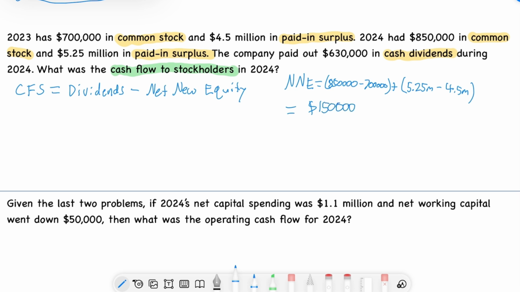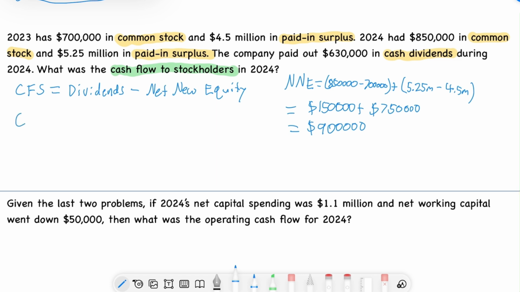150,000 plus 5.25 million minus 4.5 million is, what is that? $750,000. $150,000 plus $750,000 is $900,000 in net new equity, not net new borrowing.